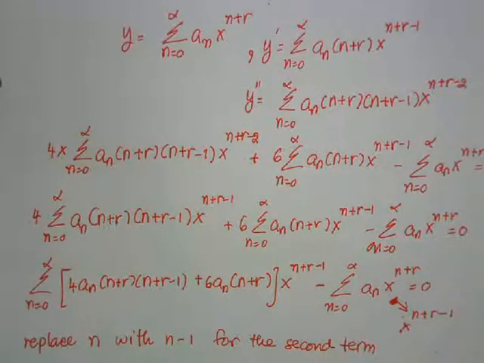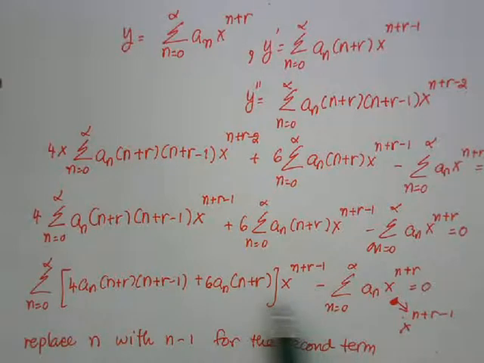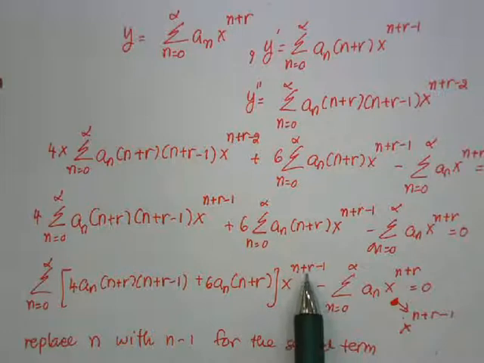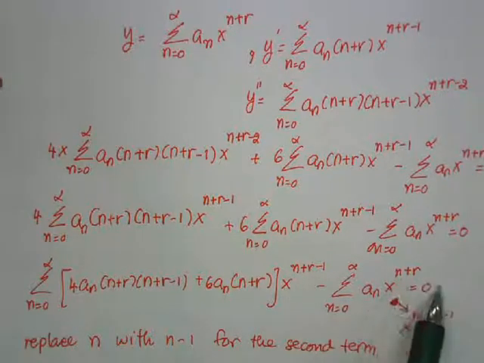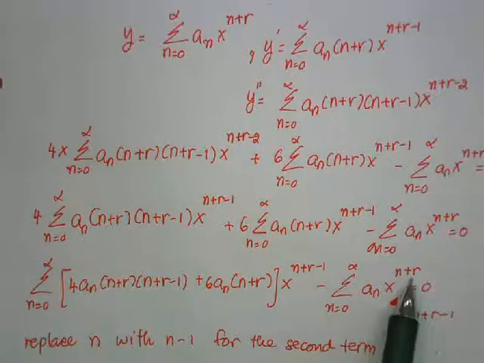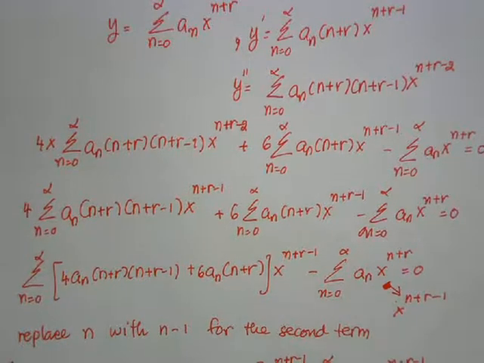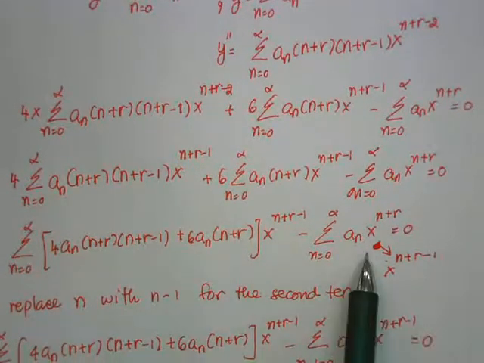Now, we want to combine all these terms together, so we should consider whether to make x to the power of n plus r minus 1 become n plus r, or make n plus r become n plus r minus 1. Yeah, we got to make it n plus r minus 1. In that case, we replace the second term's n with n minus 1.